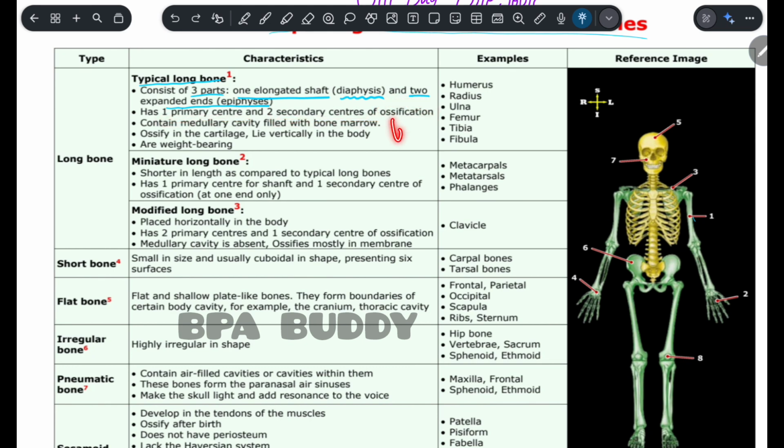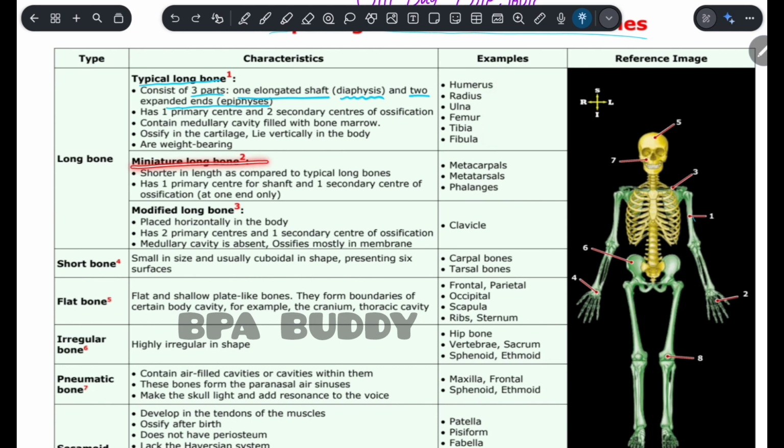Ossification is basically the formation of bone. It contains a medullary cavity filled with bone marrow and ossifies in cartilage. It lies vertically in the body and is weight bearing. It can bear weight. Here we can see the biceps and triceps of people, so it bears weight when we are in the gym, for example. Examples of long bones are humerus, radius, ulna, femur, tibia, and fibula.